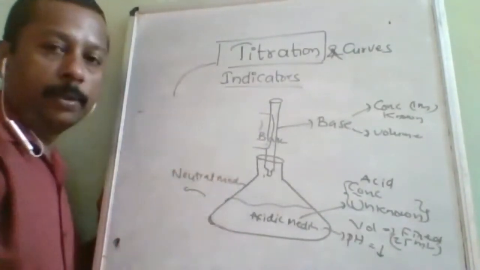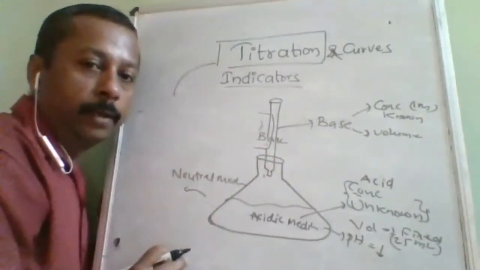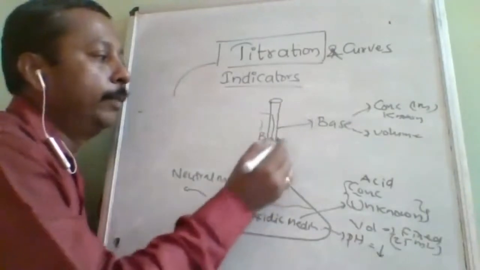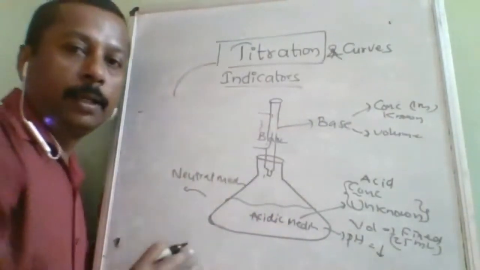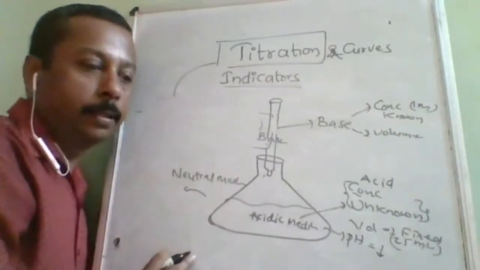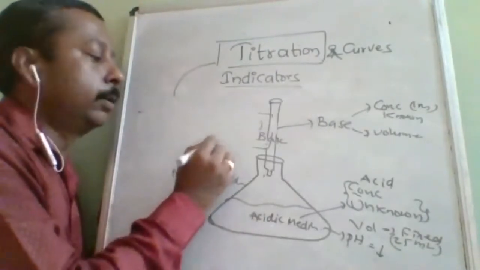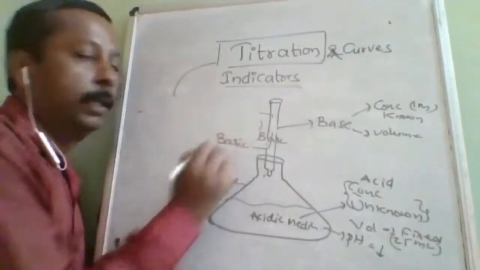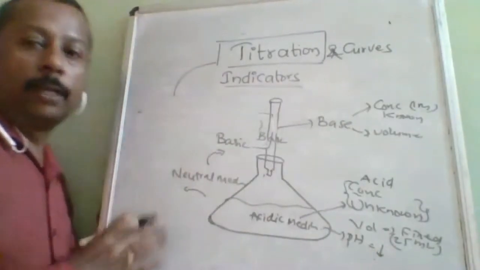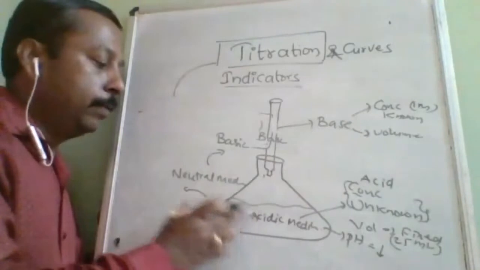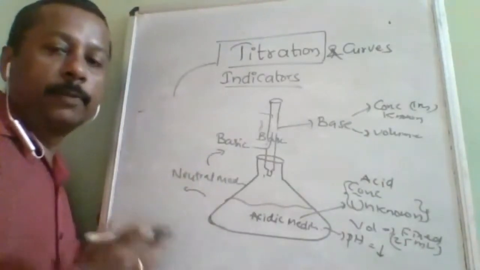What is that point? Equivalence point. At one point of time, I told you, that is the equivalence point. But if you put one more drop immediately, the acidic medium that turned neutral is going to turn into a basic medium. So we should come to know that it has now converted from acid to neutral, and I should avoid adding more base.